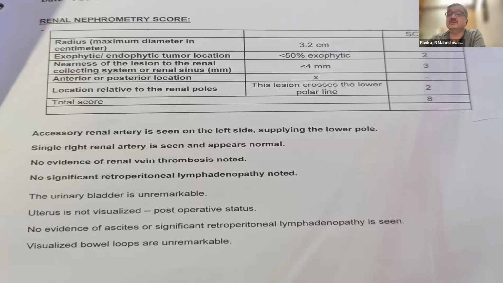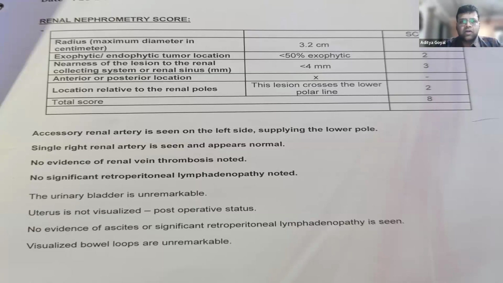Anything else you want to ask on this? Dr. Kashyapi has asked there. Dr. Kashyapi, please unmute yourself. Sir, feel free. What is the role of SBRT? What is the literature on SBRT and small renal masses?